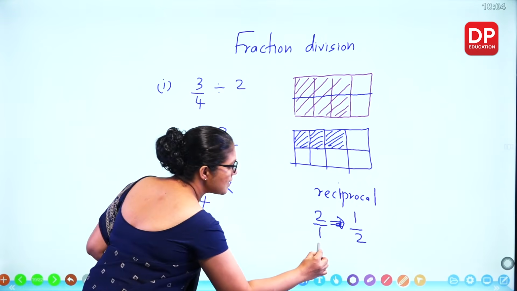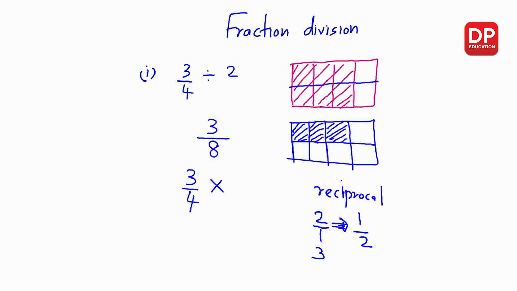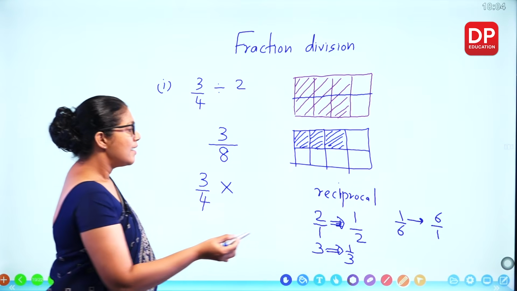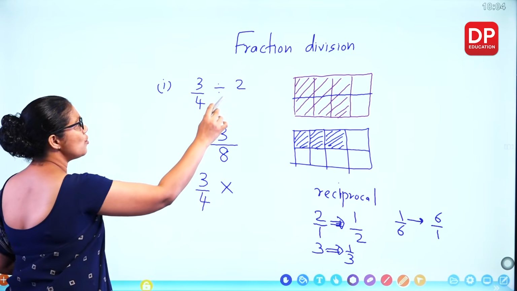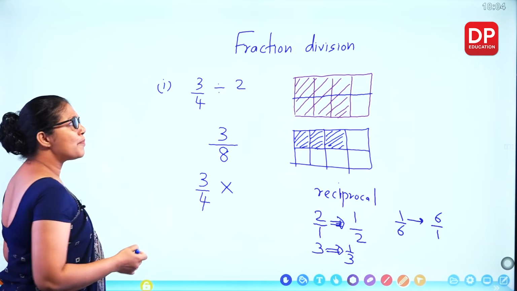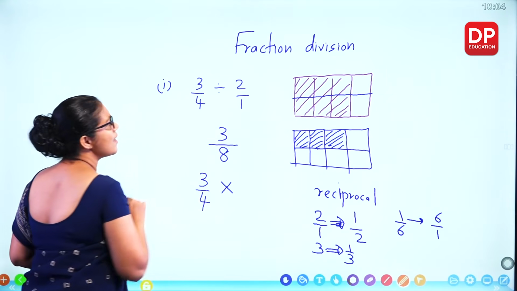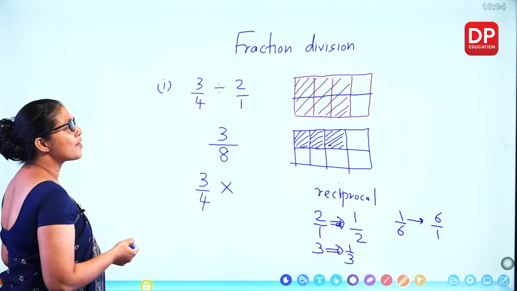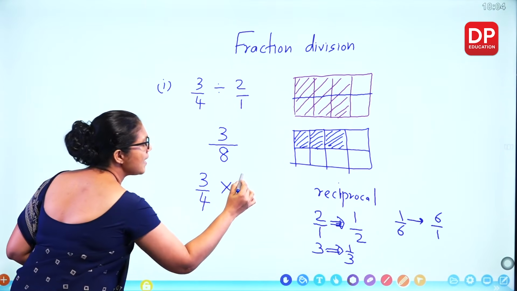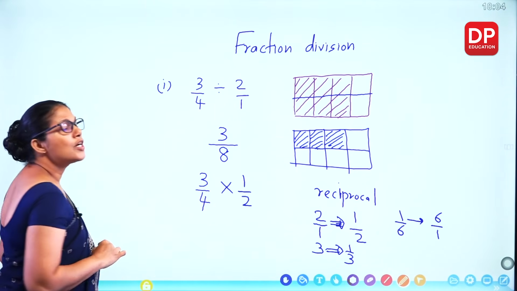Half. What's the reciprocal of 3? 1/3. What's the reciprocal of 1/6? You can write 6, because it's upside down. So here what we do is take the reciprocal of the second number. It's 2 over 1. So what's the reciprocal of 2 over 1? I can write 1 over 2.